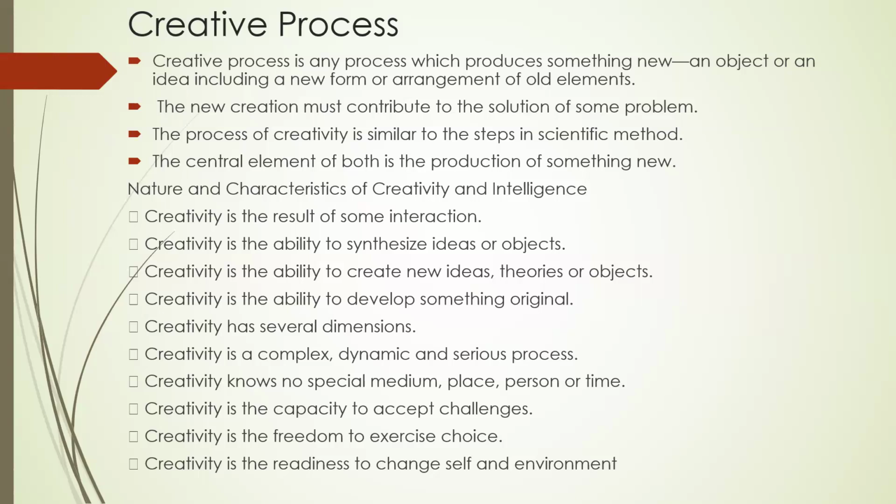So the process of creativity is similar to the steps in the scientific method. In the scientific method, we follow a very systematic order: to observe something and to experiment on something, and from the answers we get from the experiment to come to conclusions about some phenomena that happen. In the same way, the process of creativity also follows the same method. The central element of both is the production of something new. So in both the scientific method and the creative method, the outcome of the process is to produce something new.